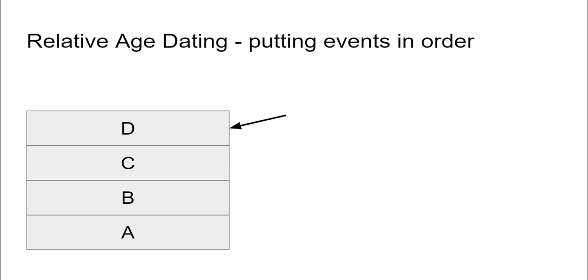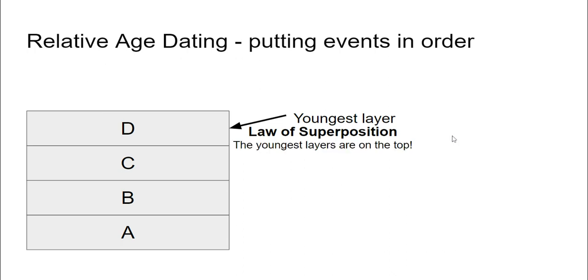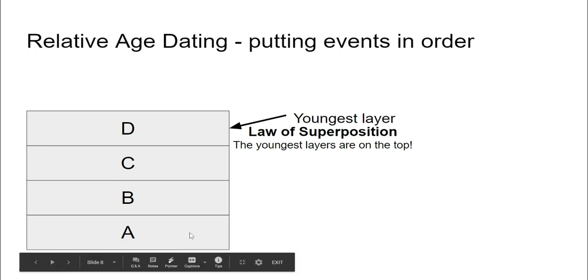This most recent event, it is on top. It is the youngest layer. It is on top. Superposition. The top layer, the top position, is the youngest. Youngest layers are on the top. Oldest layers are on the bottom, would be the extension of the law of superposition.